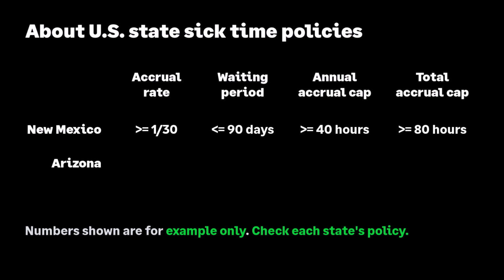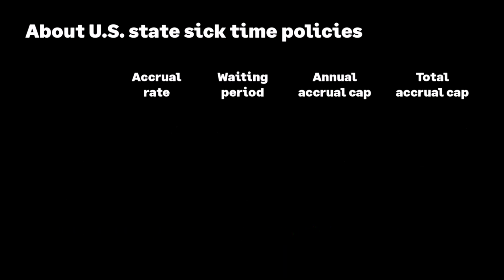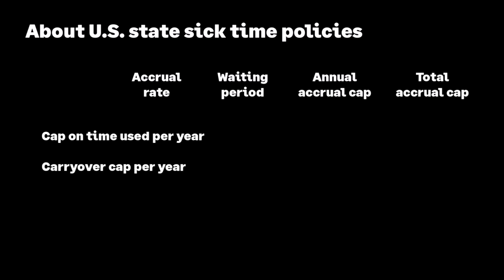Arizona, which neighbors New Mexico, allows employees to accrue 1 sick hour for every 40 hours worked. The waiting period can be as long as 120 days from the start of their employment. Colorado has no relevant policies. We'll include it just to see how the system handles all situations. Regulations might also specify minimums for how many hours of sick time can be taken per year, and how many unused hours can be carried over from year to year.